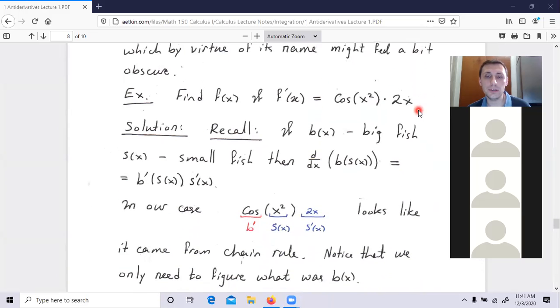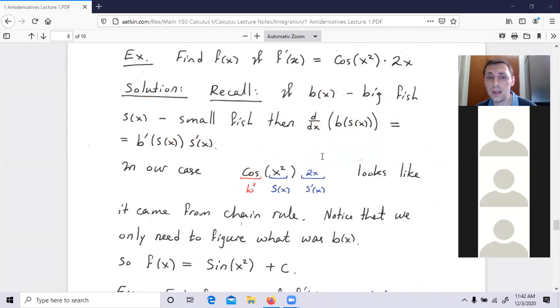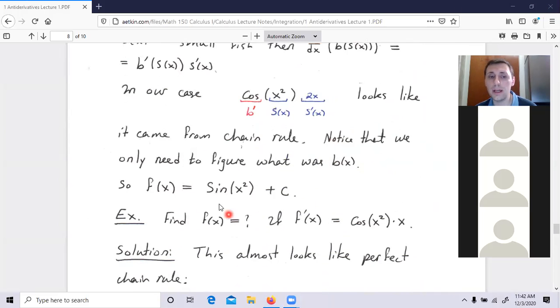You can think of it this way. There is b of x, the big fish, and s of x, the small fish. If the big fish ate the small fish and you take the derivative, you get the derivative of b with the small fish in its belly, times the derivative of the small fish. So we see that the derivative of the big fish is cosine, so we guess that the original big fish was sine. And the small fish is here, and here is its derivative. So my guess is sine x squared plus c.